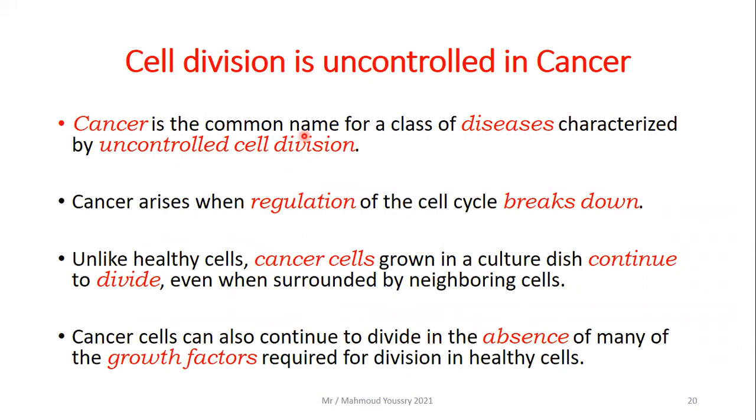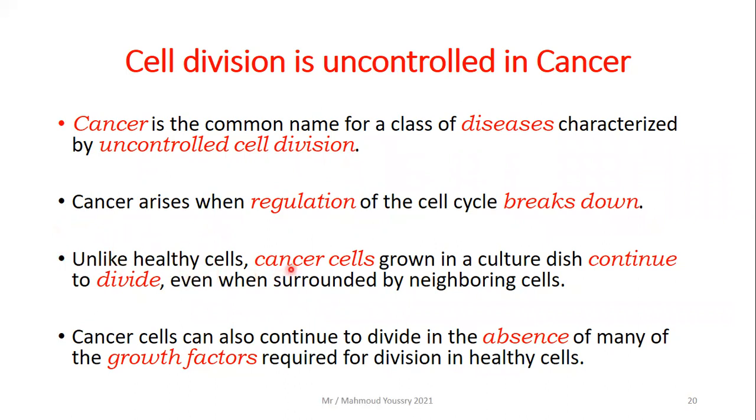The second main idea in our lesson today is that cell division is uncontrolled in cancer. So we will talk about cancer. Cancer is the common name for a class of diseases characterized by uncontrolled cell division. Cancer arises when regulation of the cell cycle breaks down.